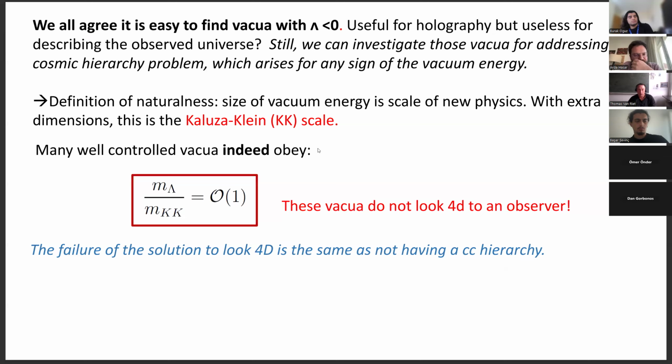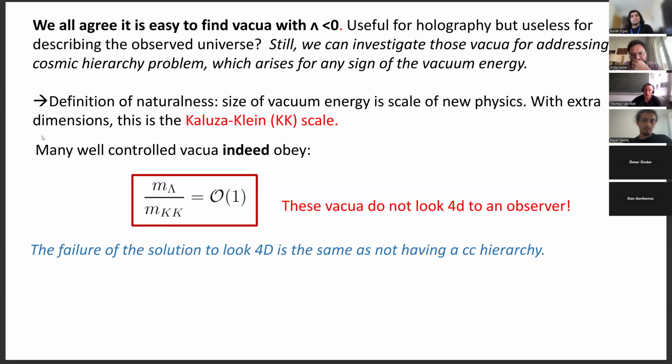Good. And so I want to remind you of the definition of naturalness in effective field theory. The definition of naturalness is telling us that if we don't fine-tune, then the size of vacuum energy should be the scale of new physics. That's what quantum field theorists will tell you. And I told you that if there are extra dimensions, the scale of new physics is what we call the Kaluza-Klein scale. And what is amazing is that this is correct. So in string theory, we can compute it. And maybe you guys are familiar with some of these vacua, the most famous being AdS5 cross S5, which has been first used for holography.